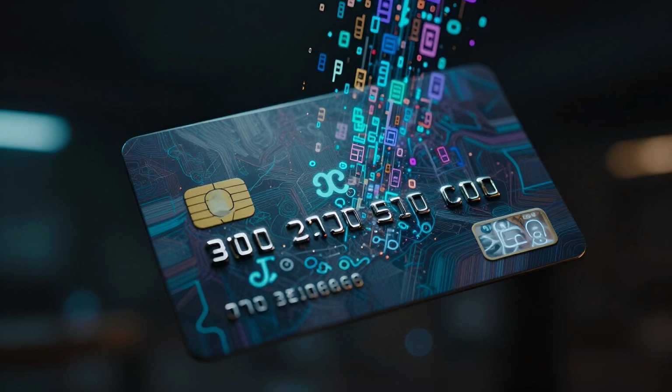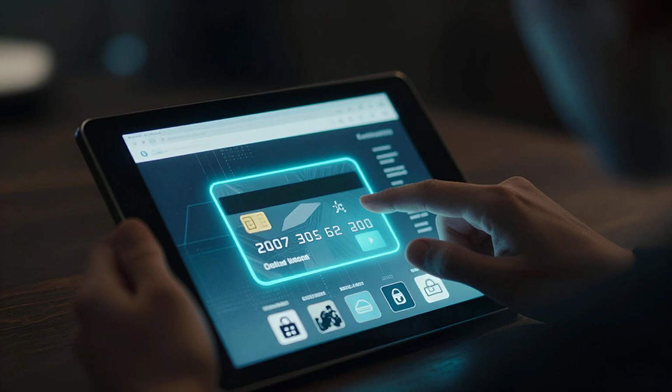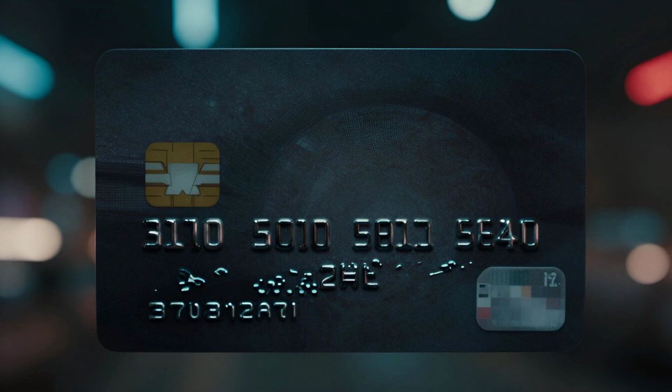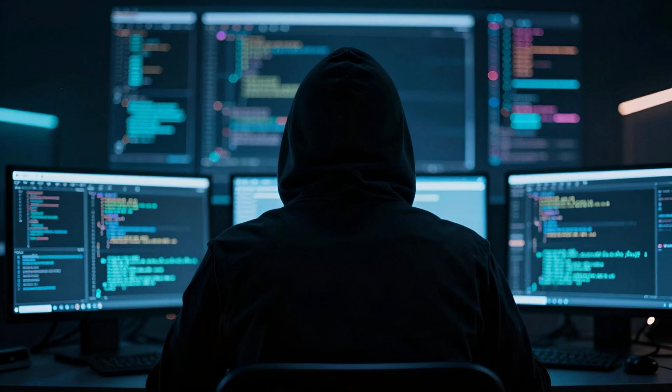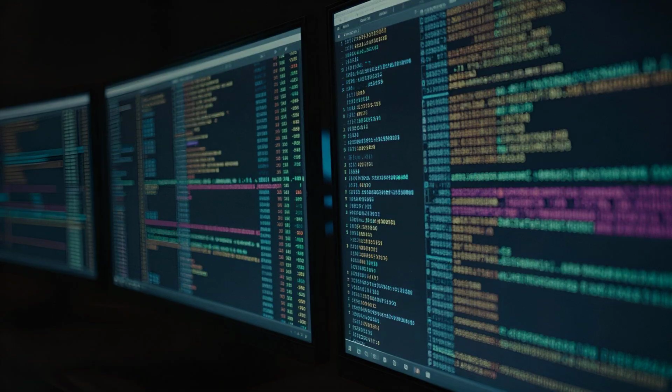Tokenization is the process of replacing personally identifiable information, or PII, with random values. A common real-world example is online shopping. When you save your credit card, the store doesn't keep the real number. It stores a random token like X92F7A that maps back to your card in a secure system. Even if hackers steal the database, they only get meaningless tokens, not real financial data.